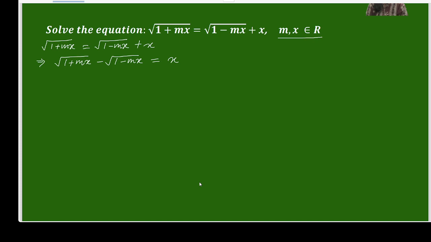M and x are real numbers. So since m is a real number, we'll get m as an interval. It can take many values, because m is a real number. So now, no squaring. What I'll do is rationalize the irrational terms.